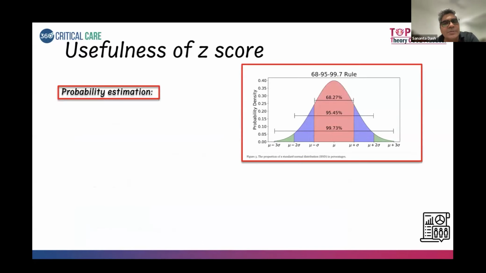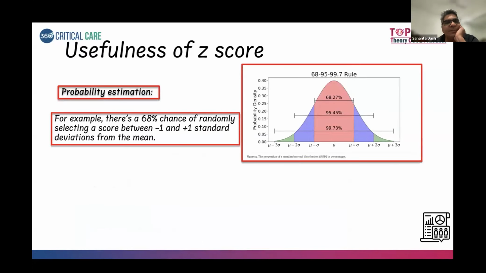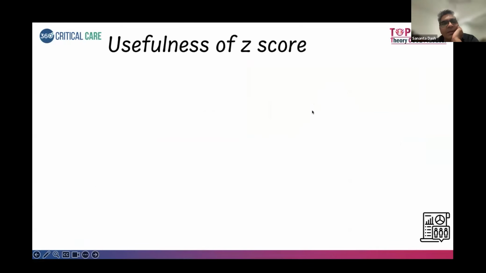All right. Usefulness of Z-score again: probability estimation. For example, if you have one standard deviation where the Z-score is 1, there is a 68% chance of randomly selecting a score between -1 and 1 standard deviation from the mean. As you can see, this is the first line. This is the Z-score of 1.